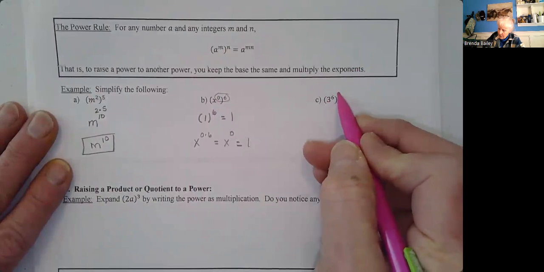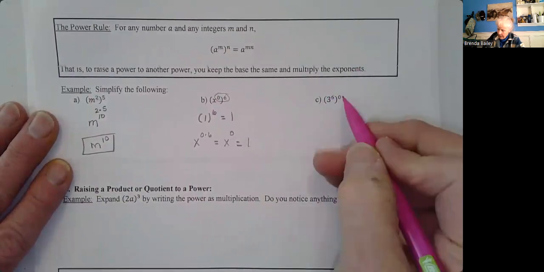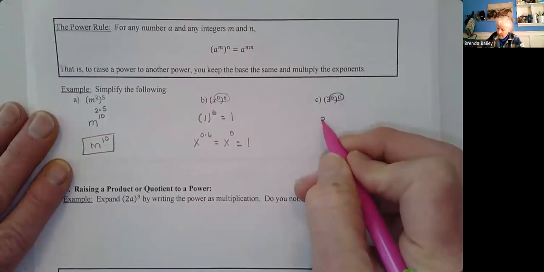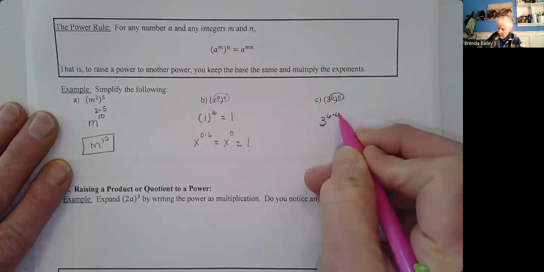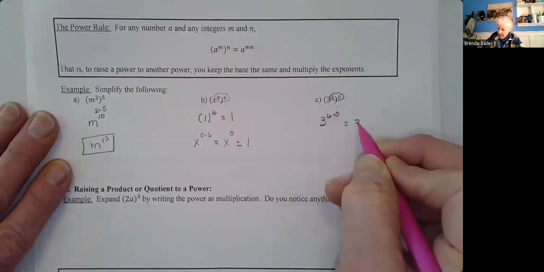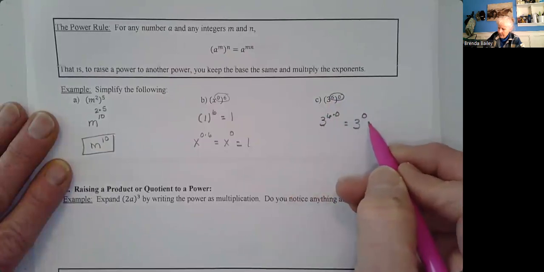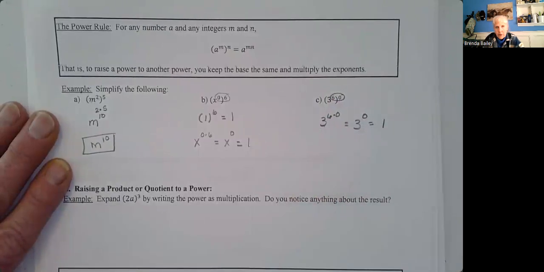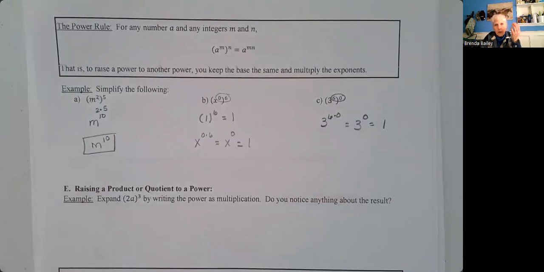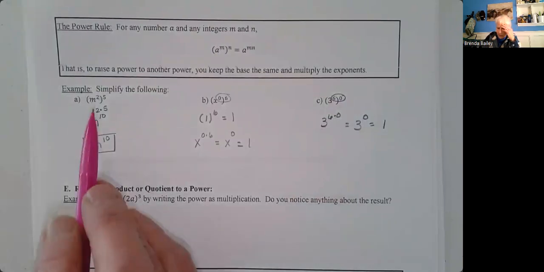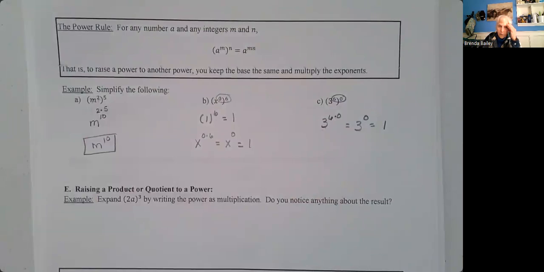This one would be easier just to multiply these together. 3 to the 6 times 0. 6 times 0 is 0. Notice I'm just keeping the 3 there. Anything to the 0 power is 1. So we've kind of incorporated looking at the 0 power again, and then what you do with the exponents when you have a power to a power. But let's keep working on that idea, the power rule, some more.